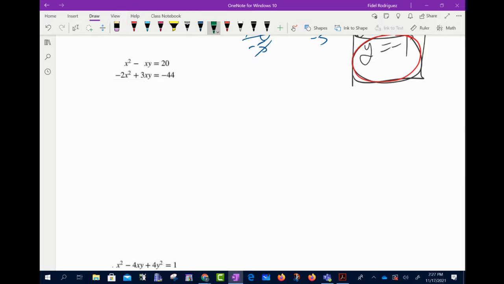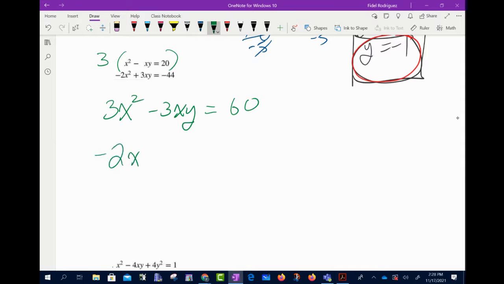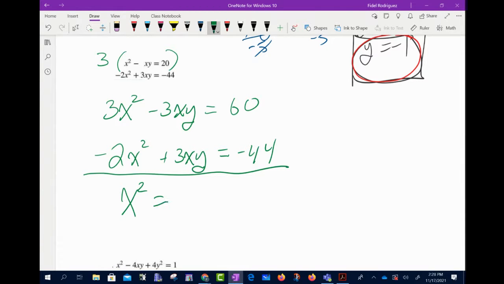So let me ask you another question. Let's do the same approach, but instead of getting rid of, say, the x squareds, is there a way we could get rid of the xy's? We could multiply the top equation by the number 3, right? And we'd end up with 3x squared minus 3xy equals, what's that, 60? And negative 2x squared plus 3xy equals negative 44. And if we decided now to add those two equations together, would we end up with x squared equal to what? 60 minus 44 is 16? 16, okay. So you know that x squared is equal to 16. What are the two answers we're going to get for x? Plus or minus 4. Excellent. Good.